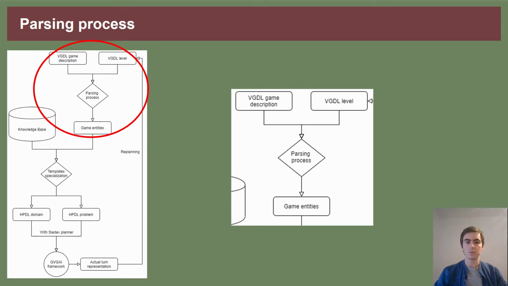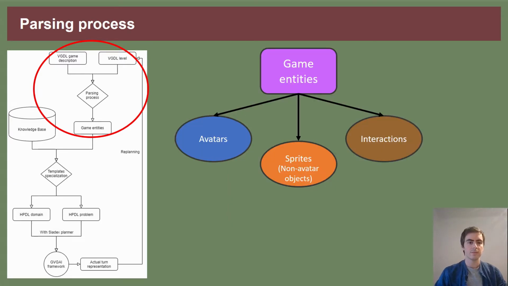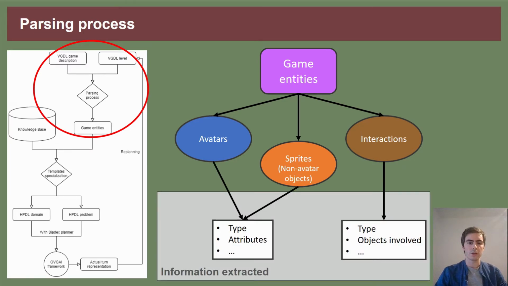First, we introduce the video game description and the level, and with a parsing process, a set of game entities is extracted. These entities represent elements of the VGDL files needed for the output generation, and are grouped into different categories depending on their relevant information. For example, for an object, we will particularly extract the type and its attributes, and for an interaction, the type and the objects involved.